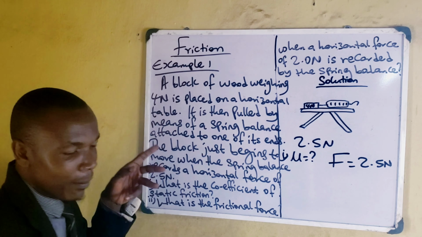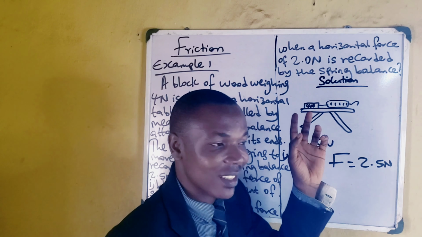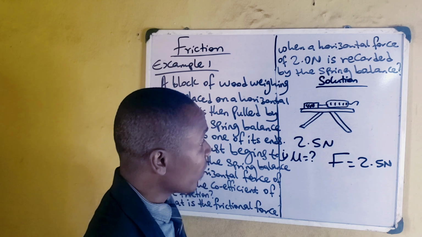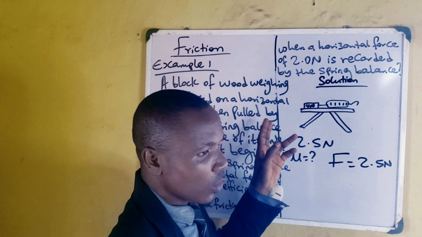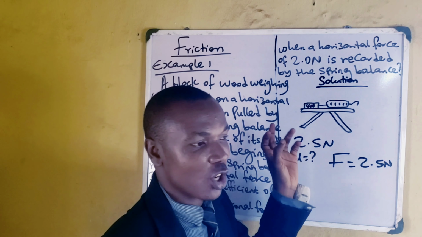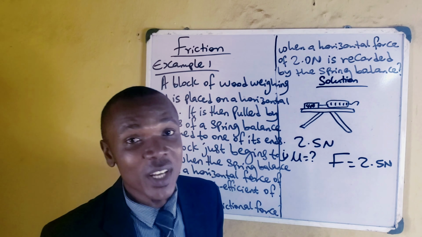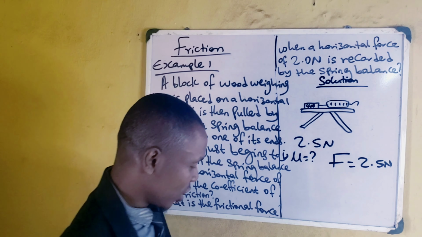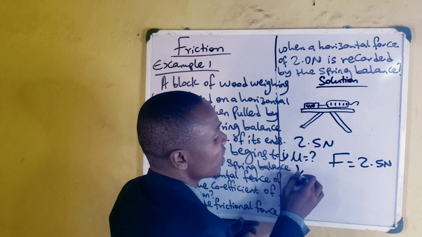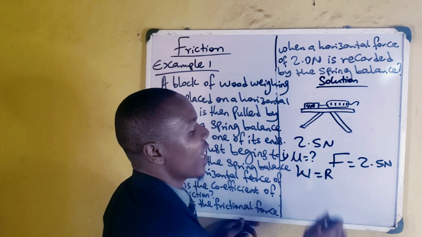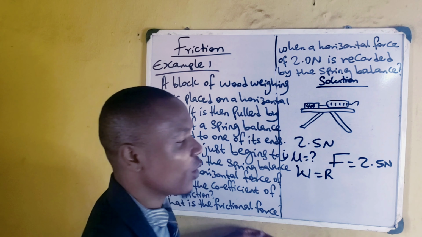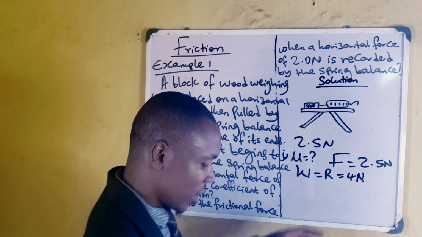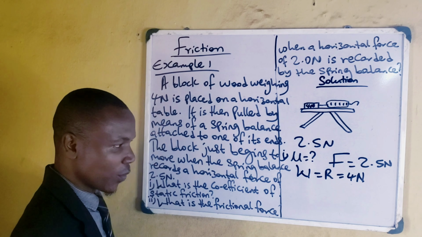Then when you talk about an object that is on a horizontal position, just like we have here, when an object is on horizontal ground or a horizontal level, its weight is equivalent to its what? Normal reaction. Its weight is equivalent to its normal reaction. That means the weight is equal to R. And they gave us that the weight of this object is 4. So its normal reaction is 4 newtons.